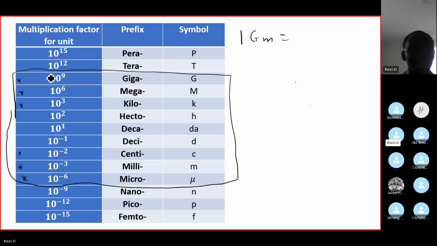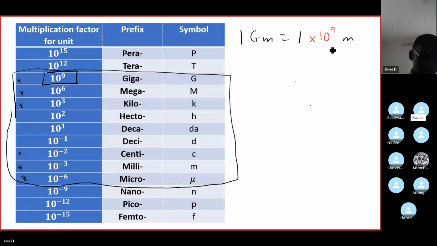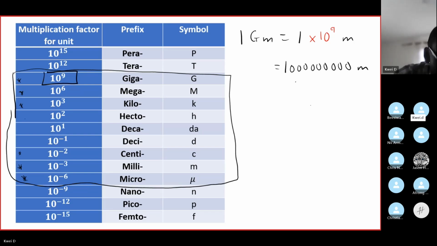The giga, the multiplication factor is 10 raised to the power 9. So you can rewrite this as 1 times 10 raised to the power 9 meters. So that's what 1 gigameter means. If you count the zeros, there will be 9 zeros, right? So 1, 2, 3, 4, 5, 6, 7, 8, 9 meters. That is what is meant by 1 gigameter.